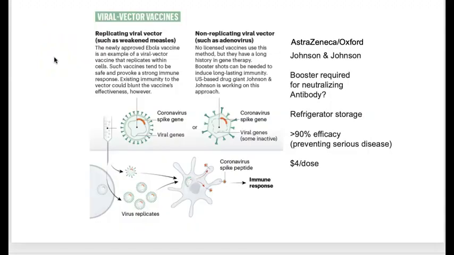So now we're just taking a bit of another right turn to look at vaccines and the different kinds of vaccines that have been used in this pandemic. This is a representation of the AstraZeneca, Oxford, and Johnson & Johnson vaccine, which are non-replicating viral vector vaccines. And so they use an adenovirus shell to deliver a coronavirus spike gene that you see here.